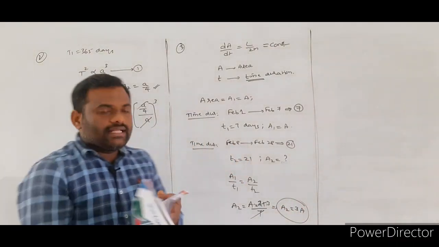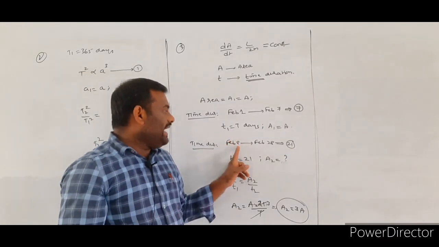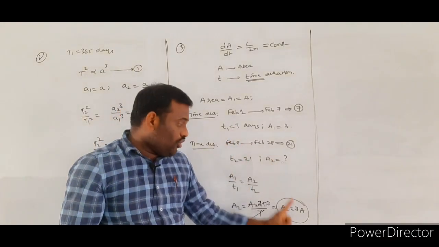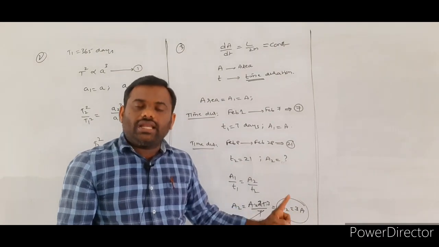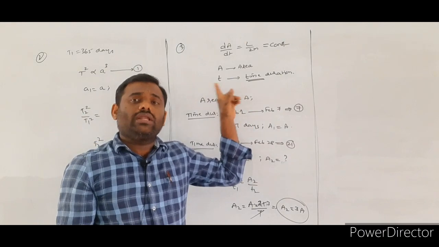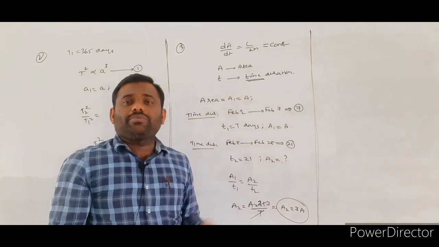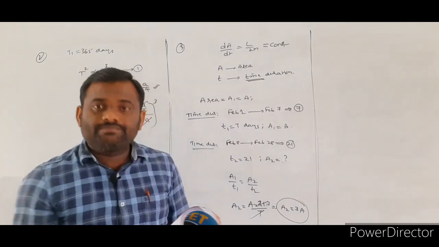3A. So the amount of area swept by the radius vector from Feb 8 to Feb 28 is equal to how much? 3 times the initial area. Like this we have to solve this type of model problems. This type of problems are very, very important. Next one.